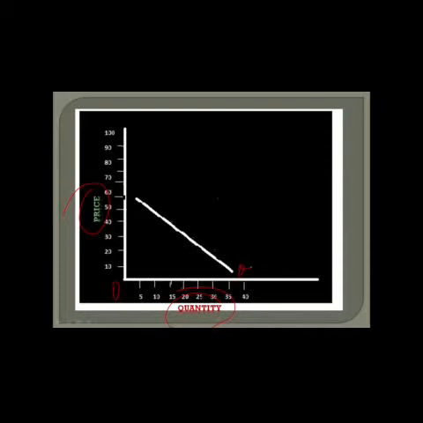And now when the price is 50, the quantity demanded is 10. And when the price is 30, the quantity demanded is 20. So from 10 it is increasing to 20 when the price is decreasing. Right? So here the demand curve is downward sloping.